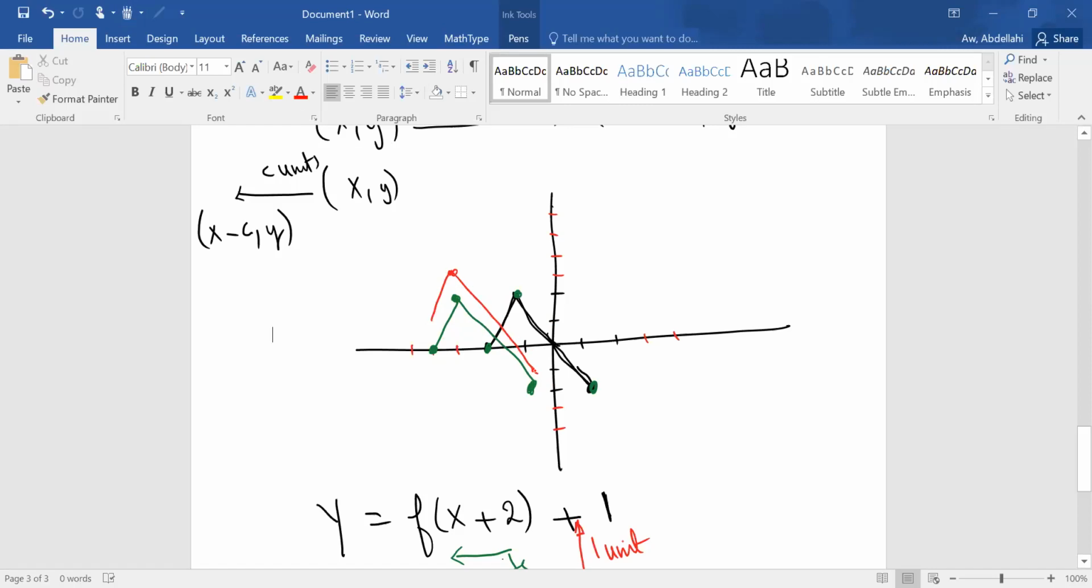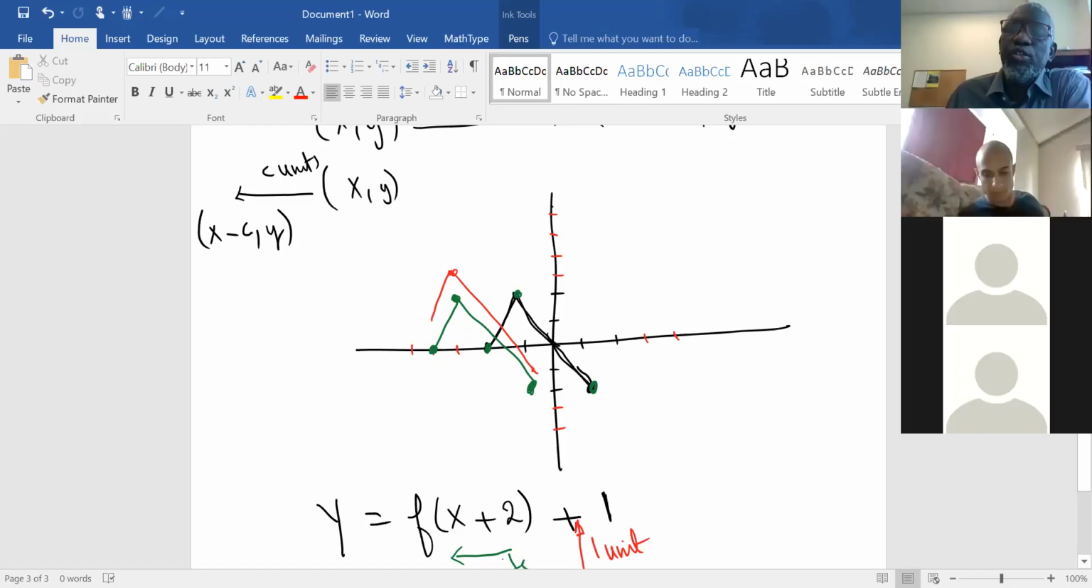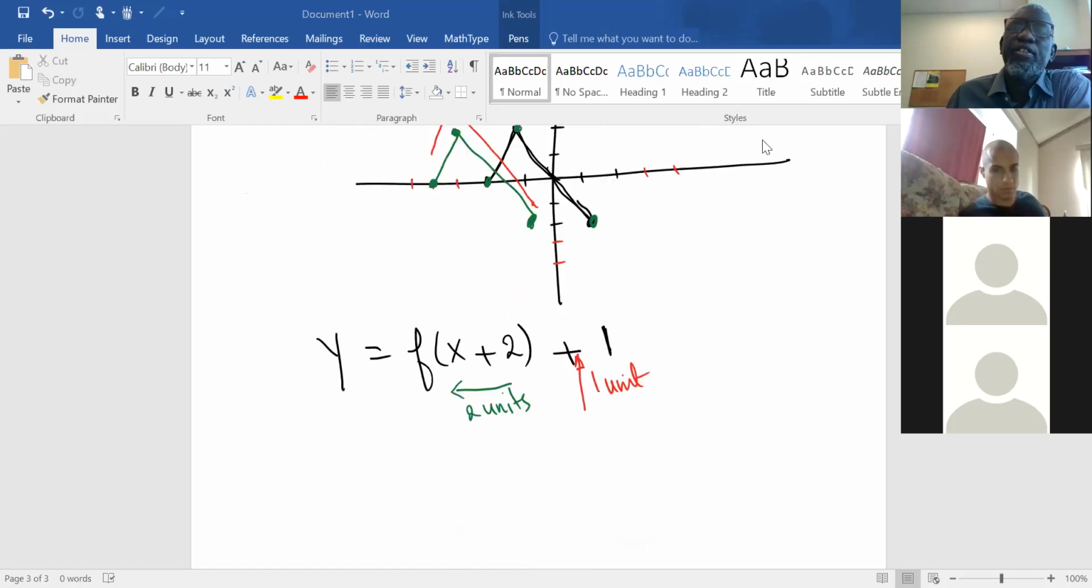So this makes it 4 transformations. When to go up, when to go down, when to go to the right, and when to go to the left. This makes it 4 transformations. We have some more to come, right? So we have some more transformations to come.